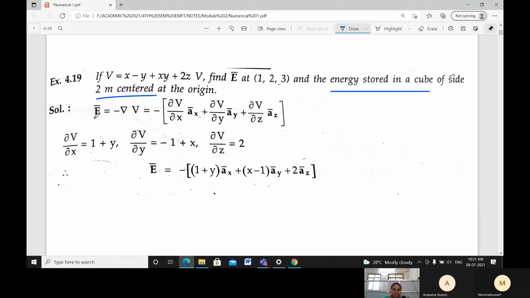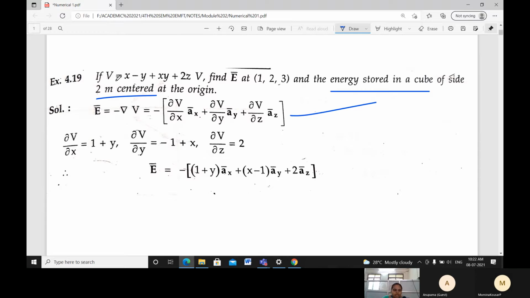First, we know that the electric field intensity in terms of potential is E equals minus del of V. Observe the coordinate system given: it is varying with respect to x, y, z only. Therefore our equation is minus dou V by dou x into ax plus dou V by dou y into ay plus dou V by dou z into az. This is the basic equation we already know.